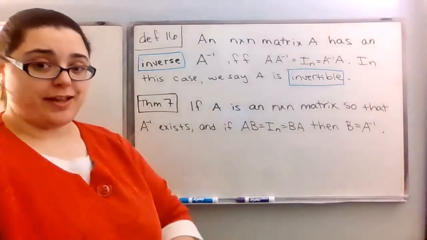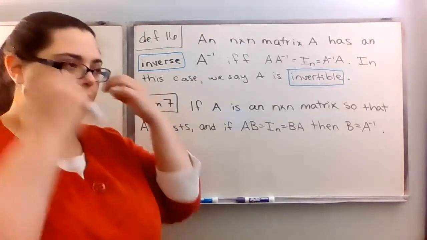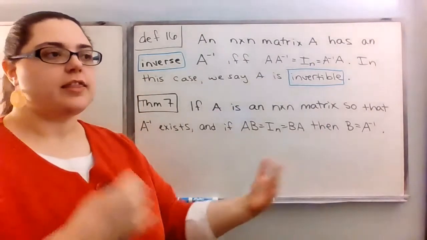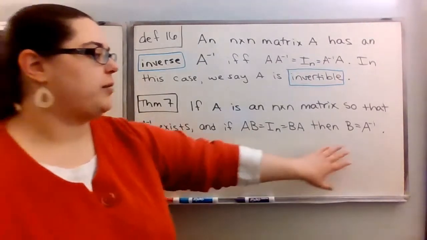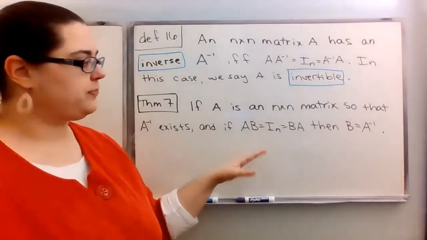So what this theorem is telling us is that the inverse of a matrix is unique. So if I find an inverse for a matrix and you find an inverse for the same matrix, then our two inverses have to be the same. So that's what it's saying here, that B has to equal A inverse if B is satisfying the conditions for the matrix.